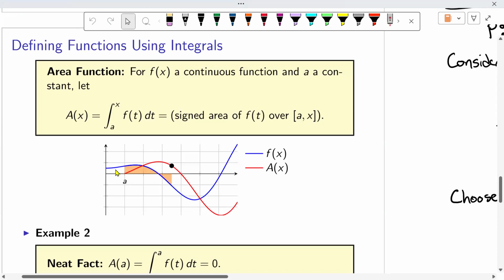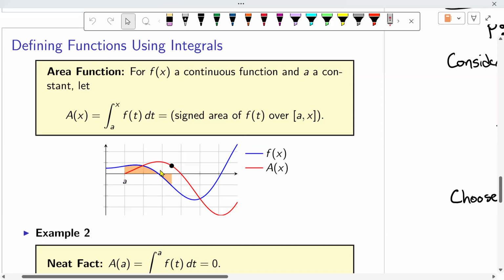Here I have a pretty similar setup. I have a function f of x, and you can see that what I've done is I've plotted a red curve here that I call capital A of x. And the idea here is that if this is my x value here, A of x is going to give me the signed area here in this orange color.